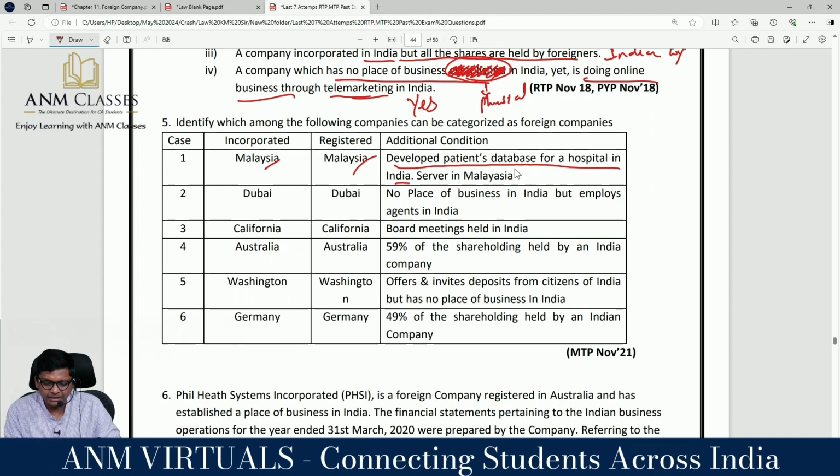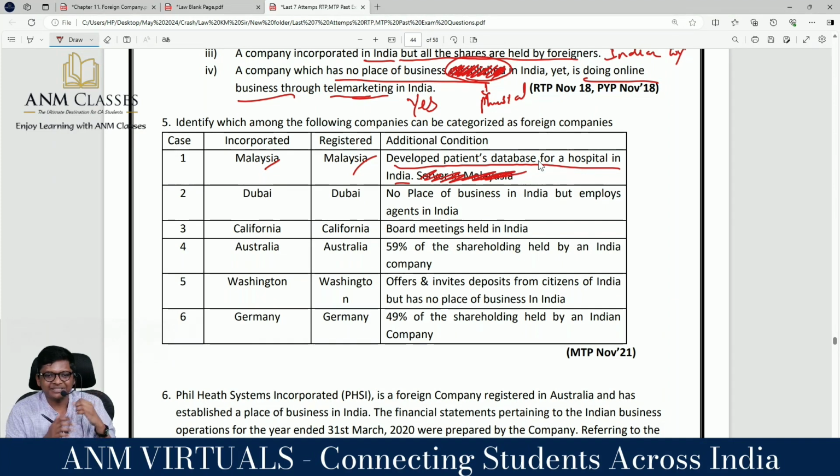Develop patients database for a hospital in India. Server, did I anywhere talk about server? Server can be anywhere, guys. I don't care. Now, developed patients database for hospital in India. Foreign company or what?